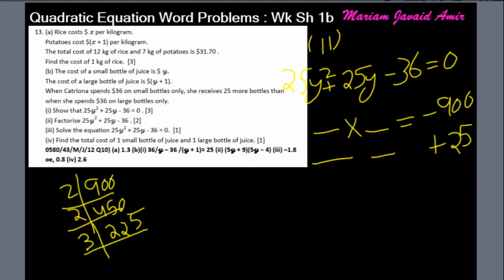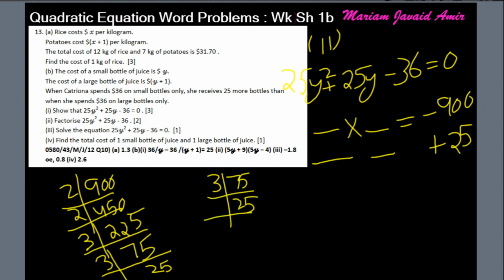3 75s are, then again 3 25s are, and then again we're continuing from here. This is 25, I'm continuing from here. So again 5 5s are, 5 1s are. So I've actually repeated this, I'm going to leave it out.